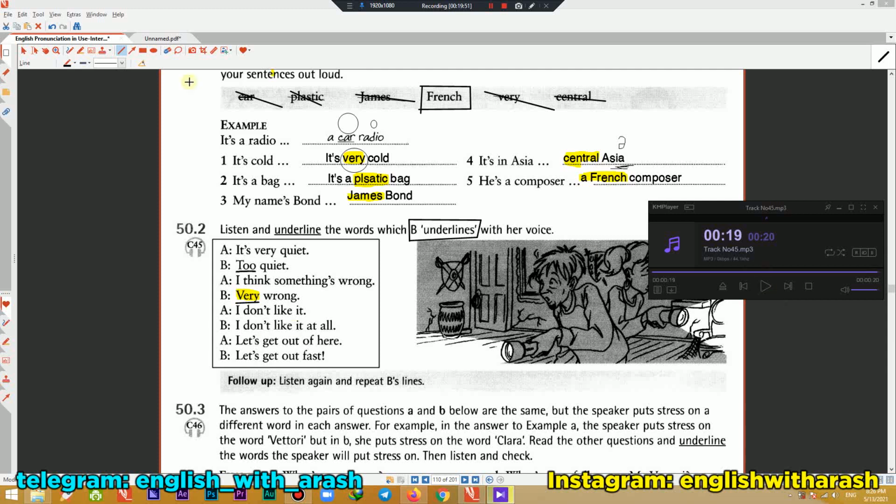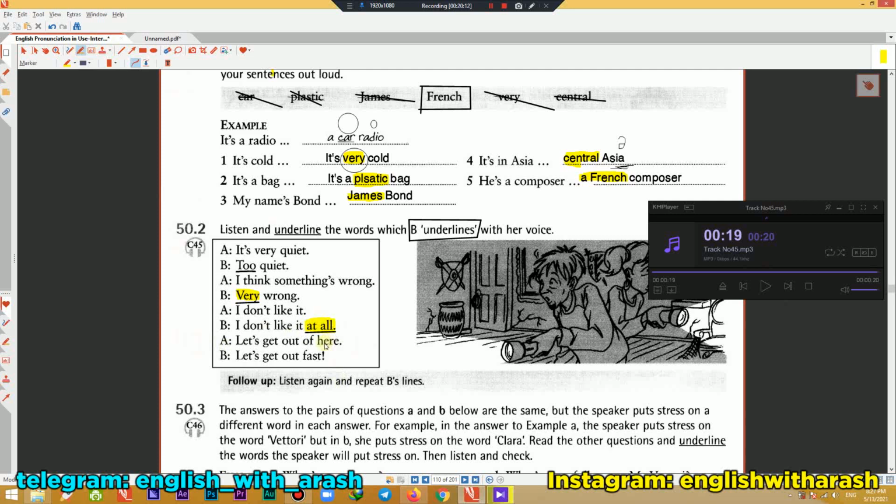Very good. At all. You have to find the new information. The new information here is at all. Because A already said I don't like it, and B says I don't like it, but B says I don't like it at all. This at all is new information that she's stressing. Yes, at all. Good, Paria.